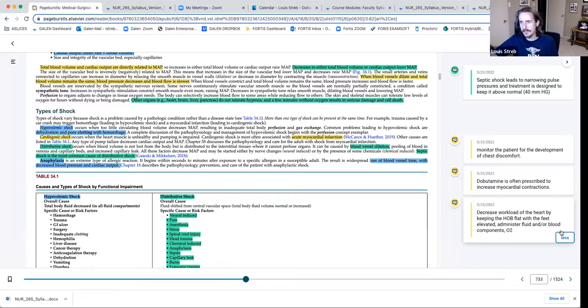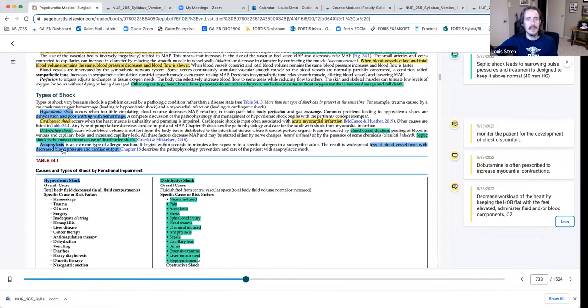Anaphylaxis. If your airway stops and closes off, what happens to your blood volume? Nothing. Blood volume is still good. What happens to your heart? Does it still work? Sure. What are you lacking? Oxygen. That's all it is. But also when you have anaphylaxis, guess what else happens? A widespread loss of blood vessel tone, meaning you decrease blood pressure and cardiac output.